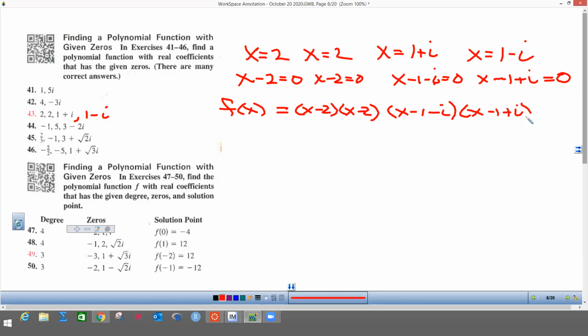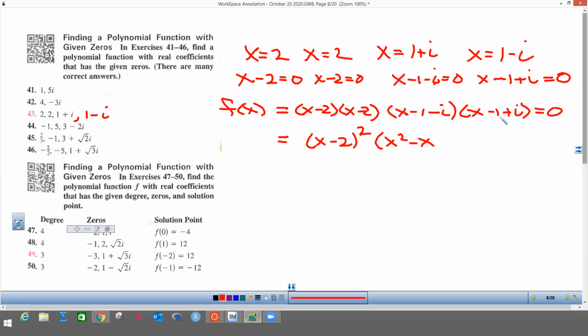plus i equals 0. Now, I told you in class, you want to FOIL the i stuff because it should get rid of the i's and just give you numbers. Over here, I'm going to rewrite this one because this is x minus 2 squared, and I'm going to do the shortcut on this one. Now, this is going to take a little while because you have to do a lot of multiplying. So I'm going to take x times x, and I'm going to get x squared. Then I'm going to take x times -1 and get negative x.